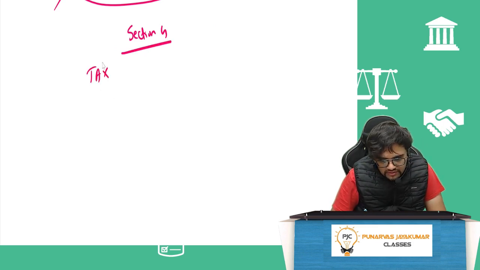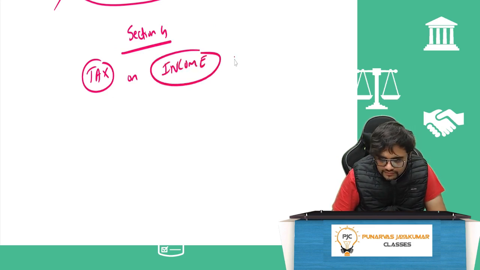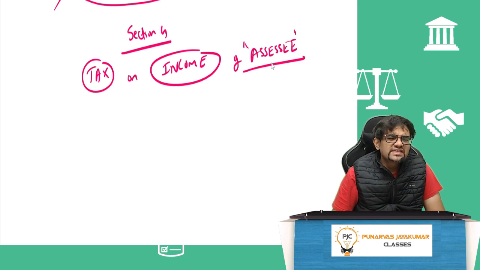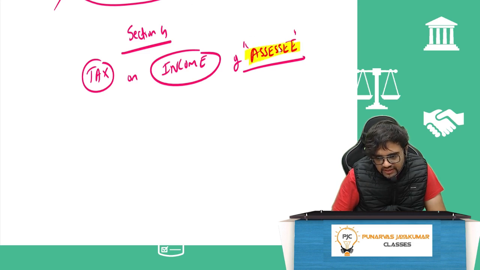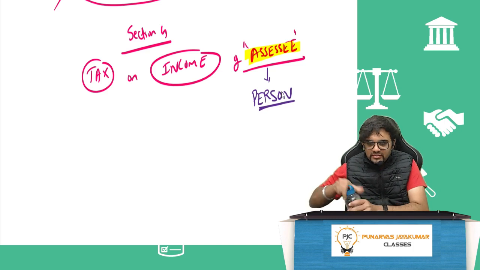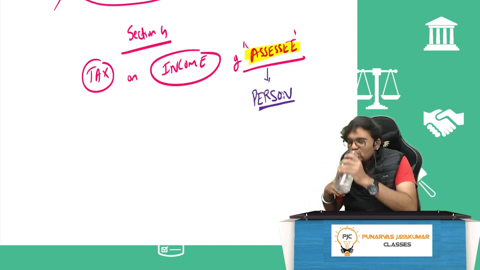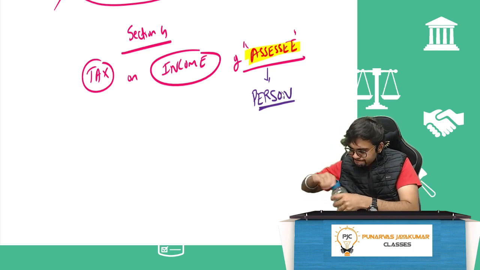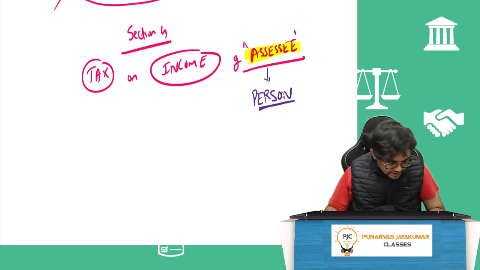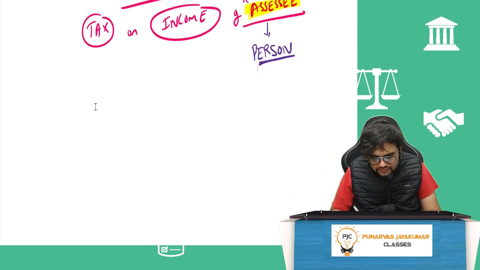Tax on income of SSC. Who is the assessor of income? Income tax department. Who is the SSC? The other person. SSC will be any person. So, if you check guys here, tax on income of SSC. Got it?